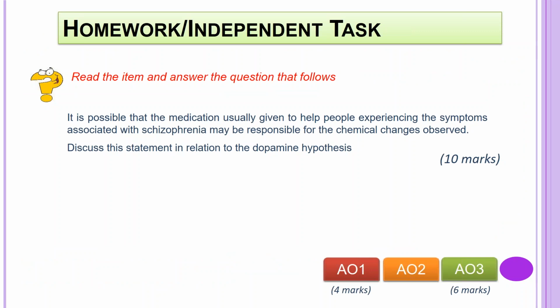Okay, your homework independent task is: it is possible that medication usually given to help people experience the symptoms associated with schizophrenia may be responsible for the chemical changes observed. Discuss this statement in relation to the dopamine hypothesis for 10 marks.